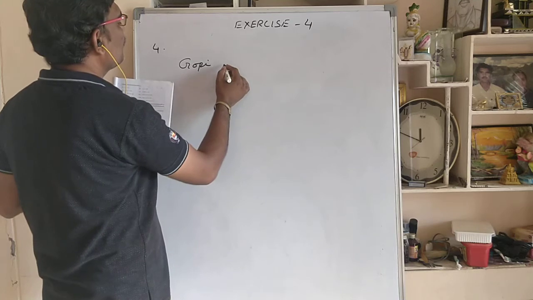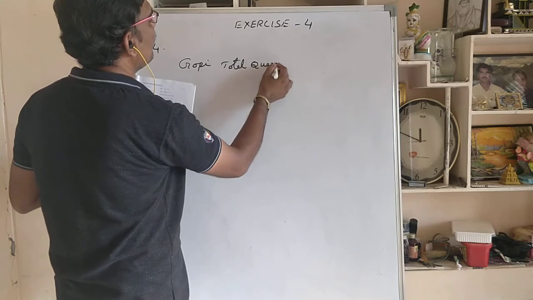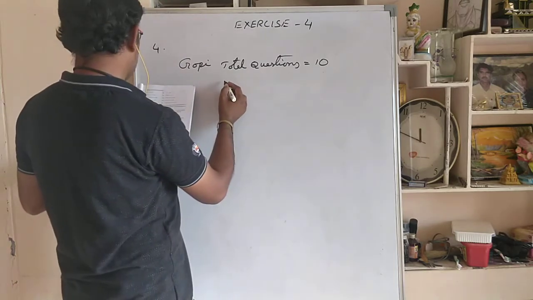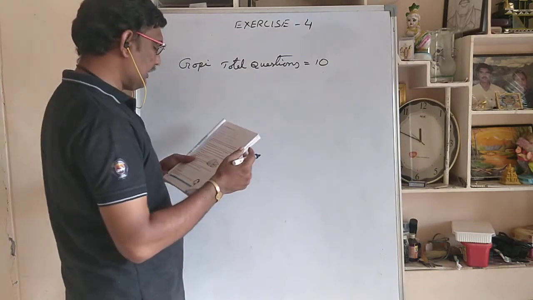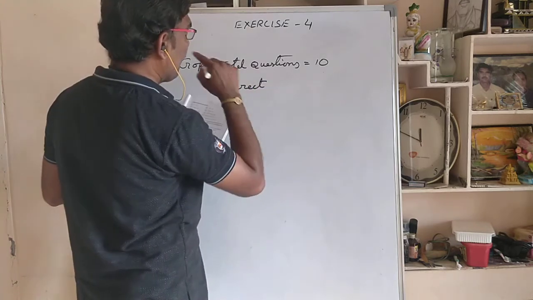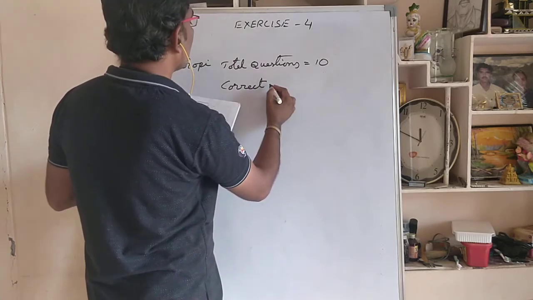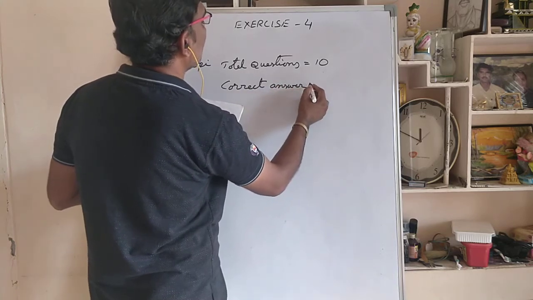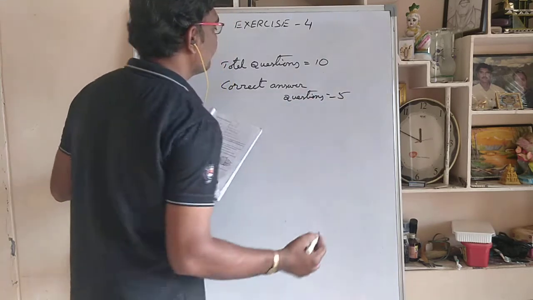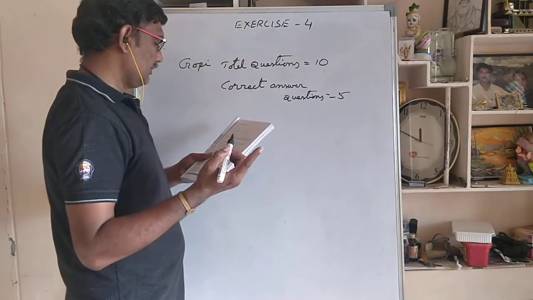So, how many total questions are there? Total questions are 10. So, how many did he get correct? Correct answer questions are 5. So, for one correct answer, how many marks will he get? He will get 3 marks.